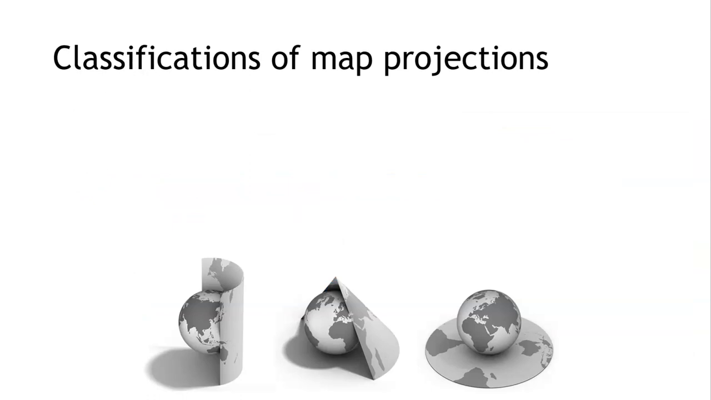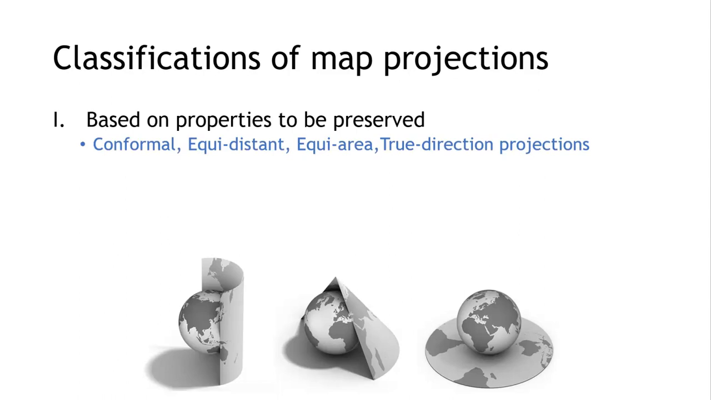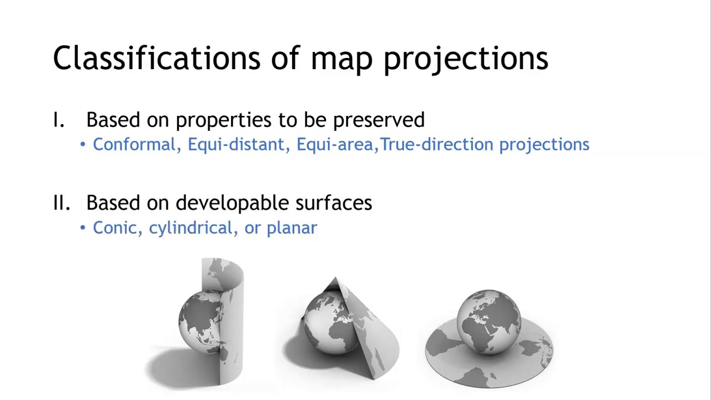Now let us go through the classification of map projections. One is based on the properties to be preserved. It could be conformal, equidistant, equal area, or true direction kind of projections. The other is based on the developable surfaces. It could be a conic system, a cylindrical projection system, or the planar system. Let us try to understand one by one.